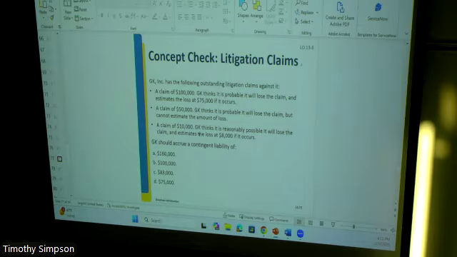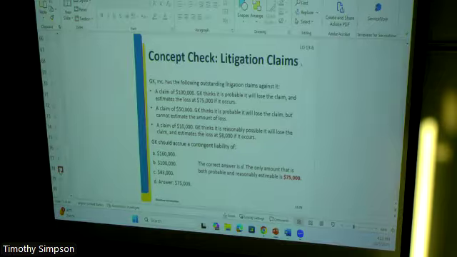So we only have just a little bit more to go here. We'll talk about another couple examples. GK Inc. has the following outstanding litigation claims. Claim of 100,000. GK thinks it's probable it will lose the claim and estimates the loss at 75,000 if it occurs. A claim of 50,000, GK thinks it's probable it'll lose the claim. We cannot estimate the amount of loss. Okay. Now, we're going to sort of scroll ahead. The question is, what do we record? Okay. The claim of 10,000, it's reasonably possible it will lose the claim, estimates the loss at 8,000. Well, the answer is going to be what here? Well, it's going to be simply what is most reasonable.